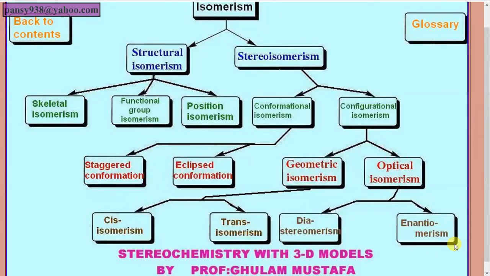Just to recall, we were discussing isomerism and we had discussed the types of isomers. We have seen that isomerism could be of two main types. One of them is structural isomerism and the second one is stereoisomerism. Today we will focus on stereoisomerism.